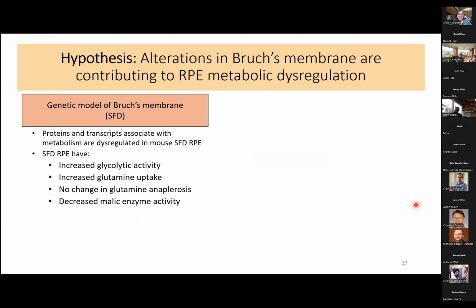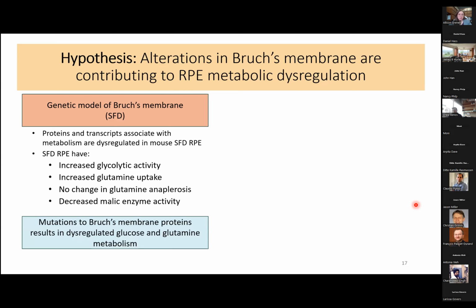So that is basically the entirety of my findings in the SFD regarding SFD metabolism. And I found that protein and transcripts associated with metabolism were dysregulated. And then when I looked into metabolism directly, I found increased glycolytic activity and glutamine uptake with no change in glutamine anaplerosis, although I did find decreased malic enzyme activity. So overall, this suggests that mutations to Brooks membrane proteins results in dysregulation of glucose and glutamine metabolism.